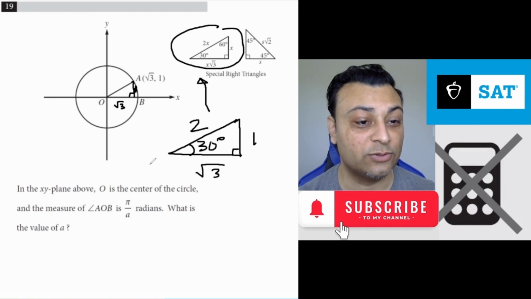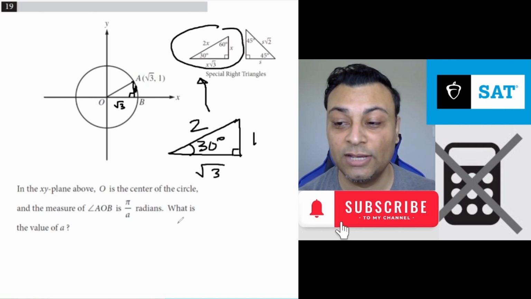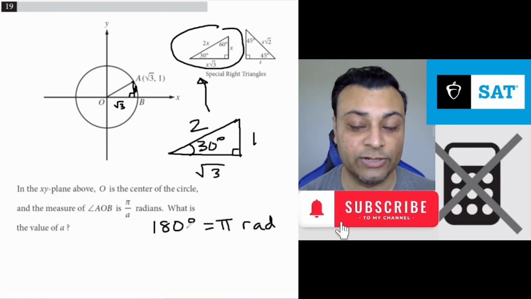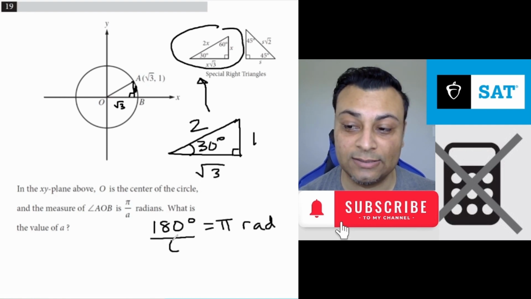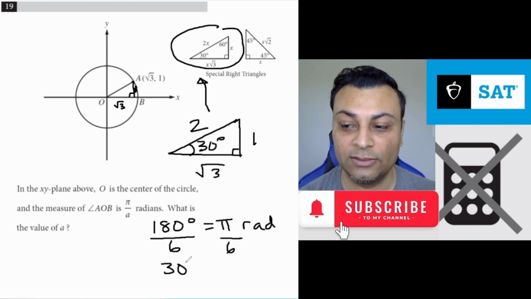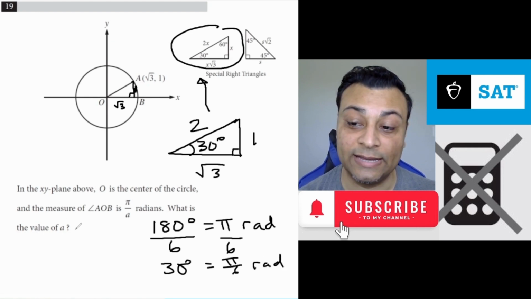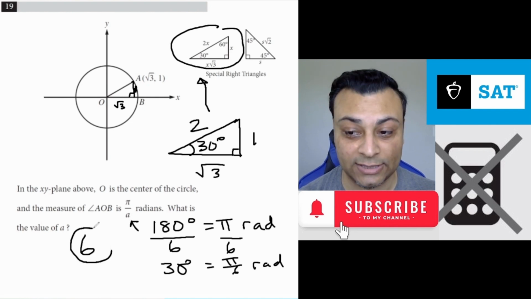And the only question is how do I convert that to radians? One way we can do that is to know that 180 degrees is pi radians. And so for 30 degrees you have to divide by 6. And then you get 30 degrees is pi over 6 radians. So the value of A, this A sitting down there, has to be 6. So the answer is 6.